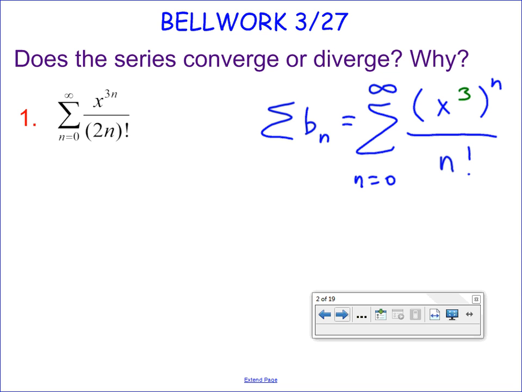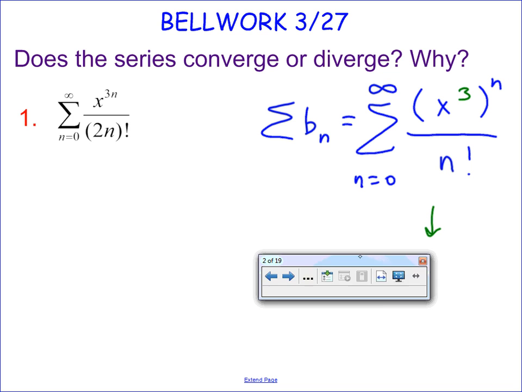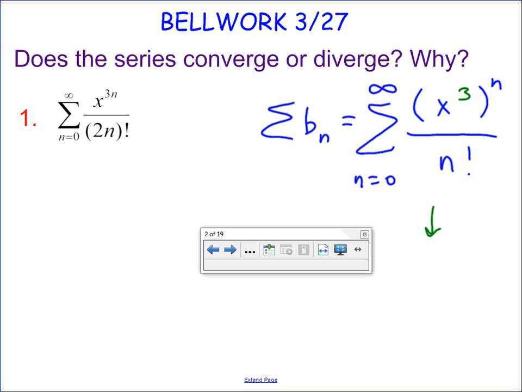Is it the same though? No, it's not. However, we could certainly make an argument that our original function compares with this function. Would you say that original function is greater than or less than this function? Sophia? Less than. Why are you thinking less than?